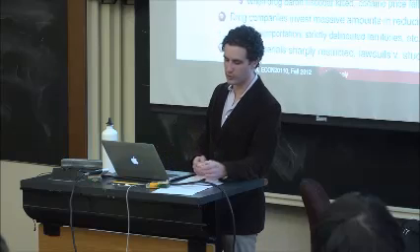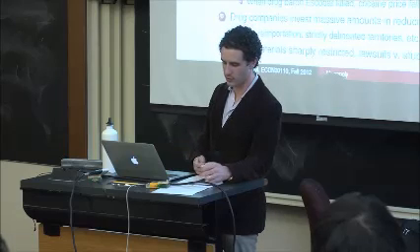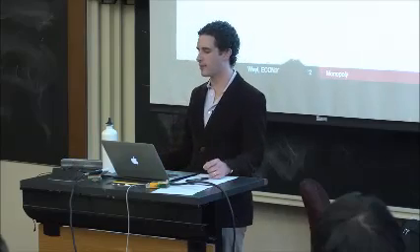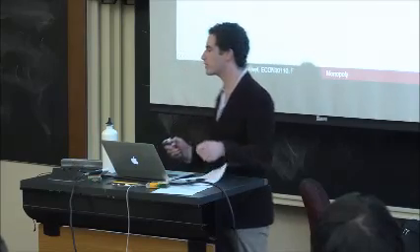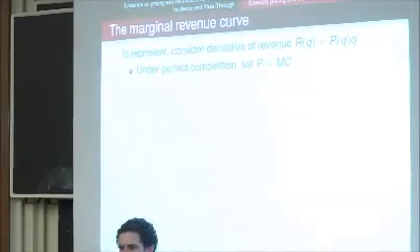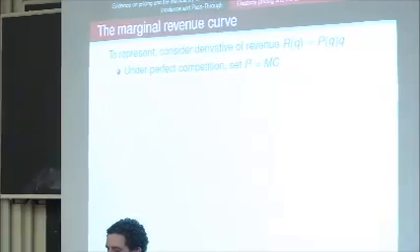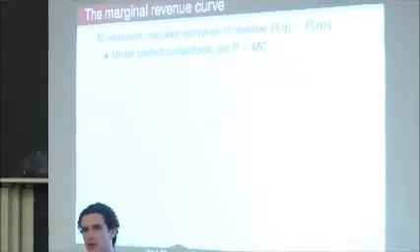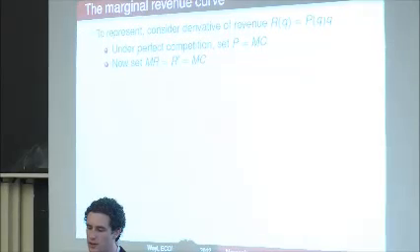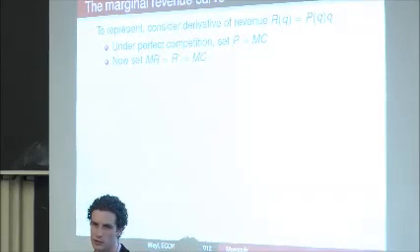Digital materials, as Wesley was saying, are a great example of this. Okay, so to represent this, we're going to write that the firm's revenue function, R of Q, is P of Q times Q. Under perfect competition, price would be just set equal to marginal cost, right? But now a firm's going to want to set their marginal revenue equal to their marginal cost.